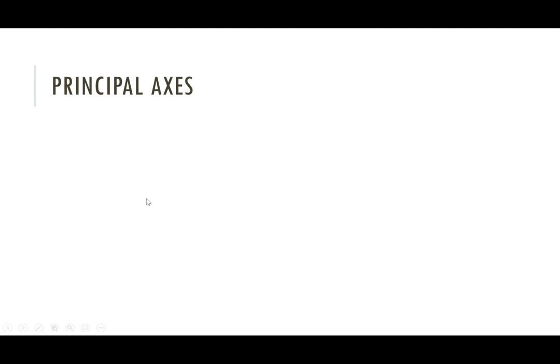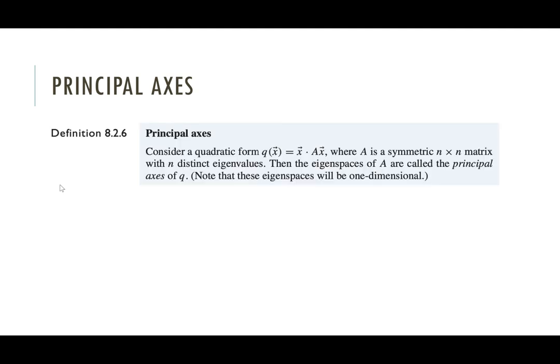Okay, so let's really have a solid definition of principal axes. I kind of hand-wavily mentioned them earlier. So if you have a quadratic form, it can be written in this way. And suppose that the symmetric matrix has n distinct eigenvalues. So these are all different. In this case, the eigenspaces of A are called the principal axes of the quadratic form. And if you have n distinct eigenvalues, then these eigenspaces will all be one-dimensional. So it's very clear, each eigenspace would just correspond to its own axis.